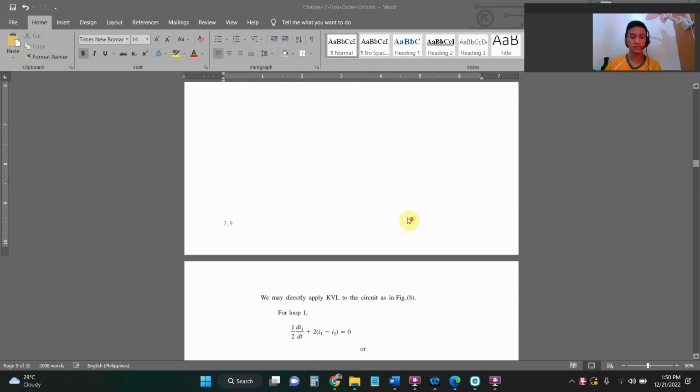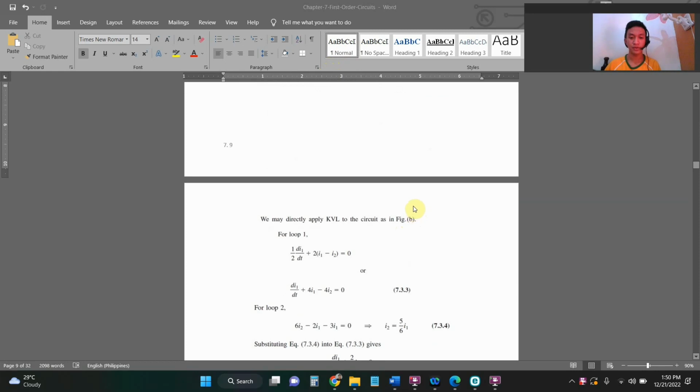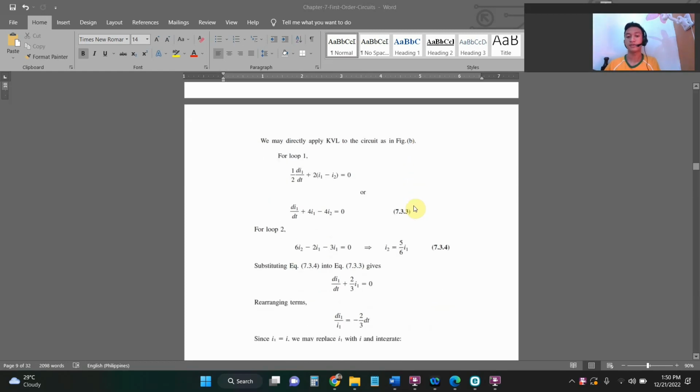So in method 2, we may directly apply KVL to the circuit as in figure B. For loop 1, we have 1/2 di over dt plus 2 multiplied by (I sub 1 minus I sub 2) equals 0. So simply, di over dt plus 4 I sub 1 minus 4 I sub 2 equals 0. For loop 2, we have 6 I sub 2 minus 2 I sub 1 minus 3 I sub 1 equals 0, or simply I sub 2 is equal to 5/6 I sub 1.